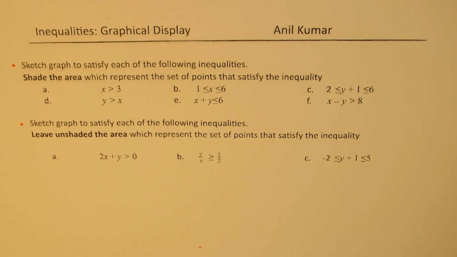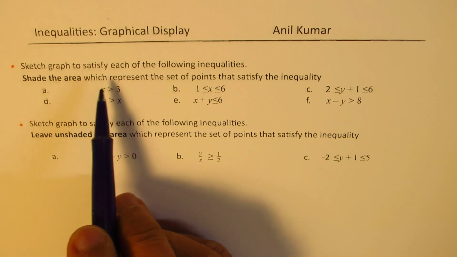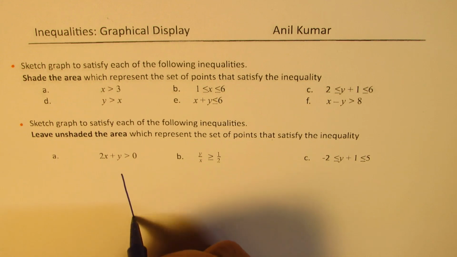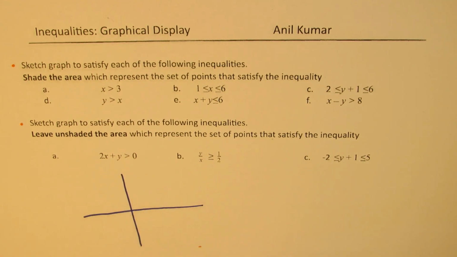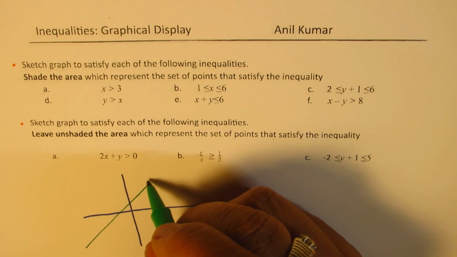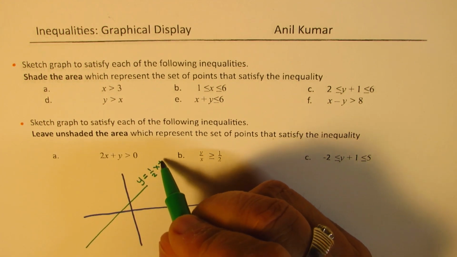It is very important to understand what to shade, and that is why that is highlighted in this particular example. So let us say that we'll just answer these questions on a separate page, but first let's understand this. Shade the area which represents set of points that satisfy the inequality. It means what? It means that if I have a graph, and let us say we are considering linear functions, let's say this is my line, which is some equation. Let's say y equals half of x plus 1, right?